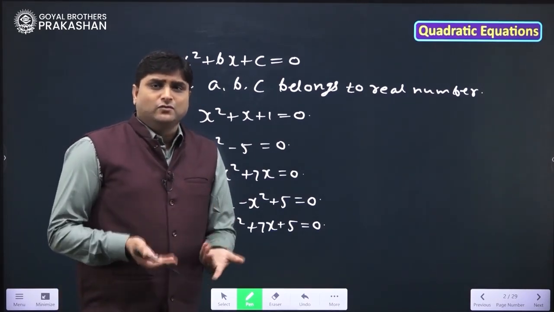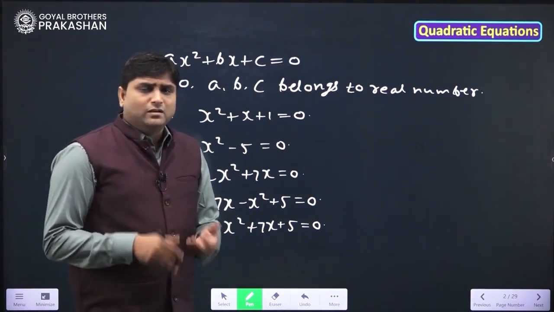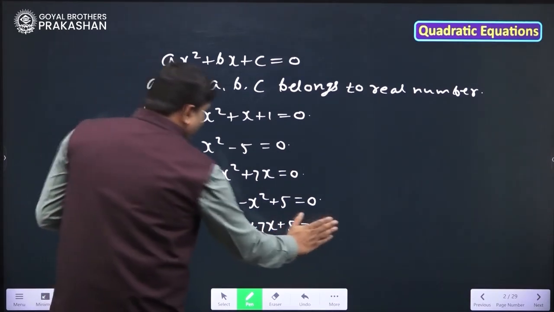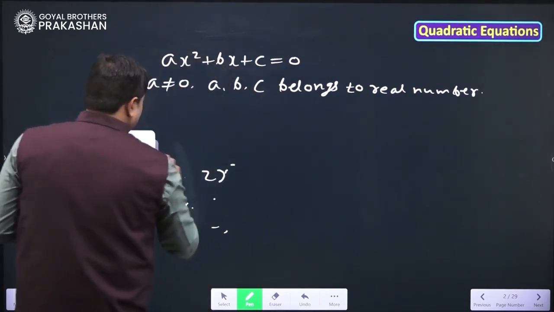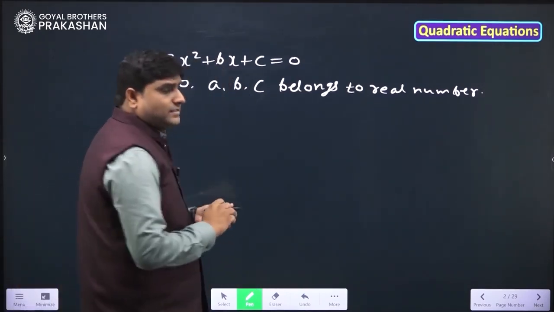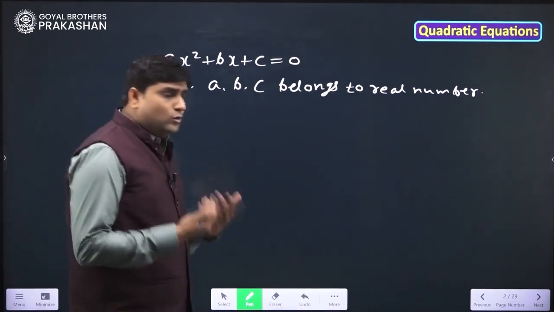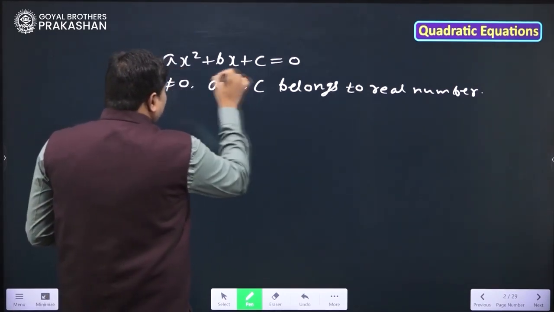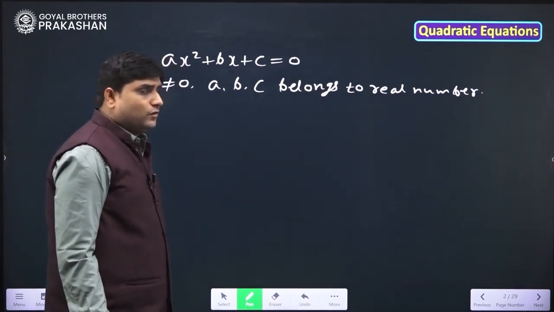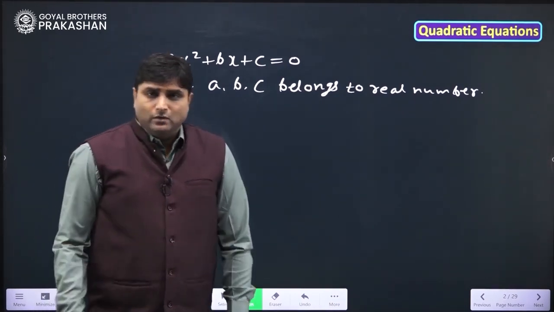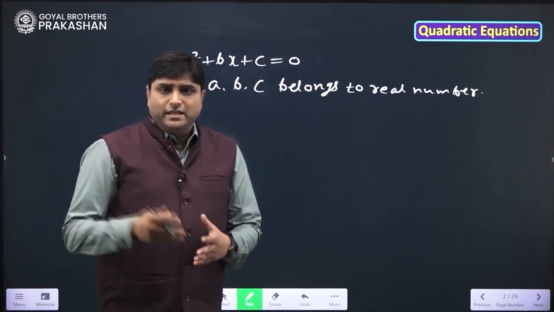And what is the meaning of the solution of a quadratic equation? The meaning of solution is the value of x which satisfies the quadratic equation, meaning the value of x for which LHS equals RHS, or the value of x for which this polynomial becomes equal to 0, is actually the solution of the quadratic equation. How to solve them, this we will study further.